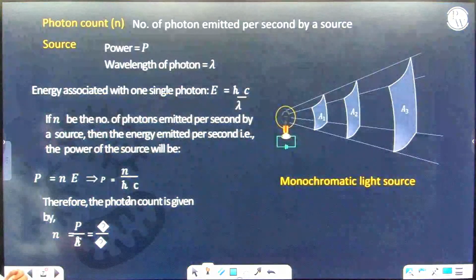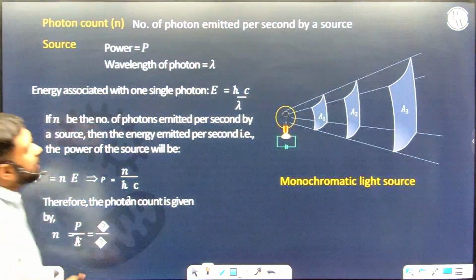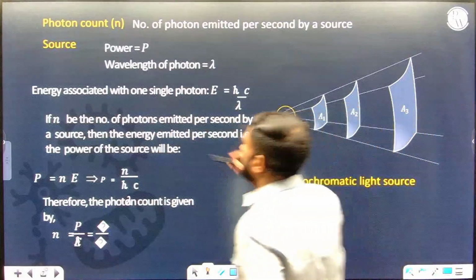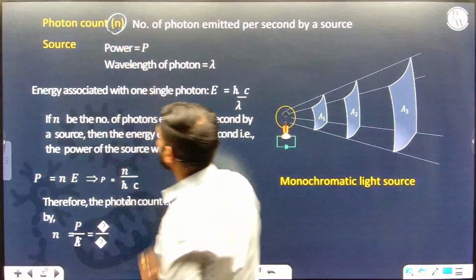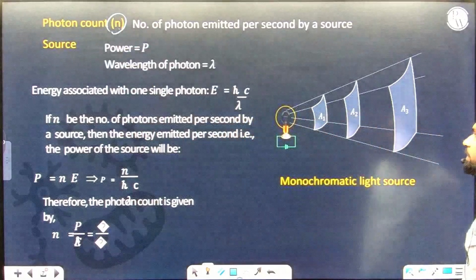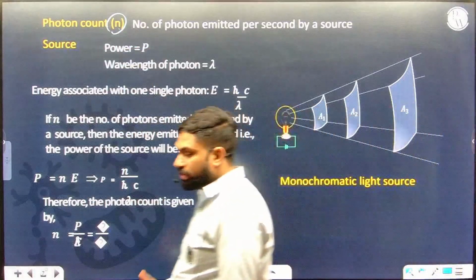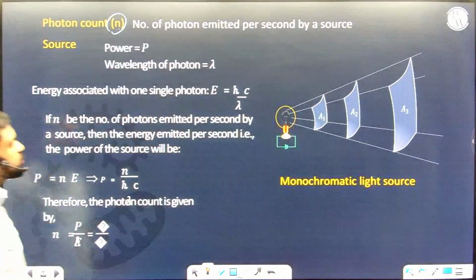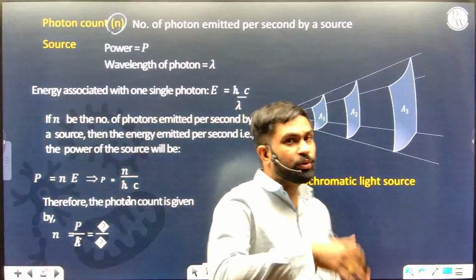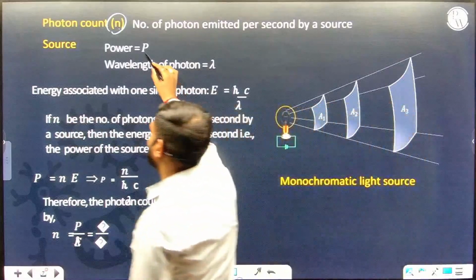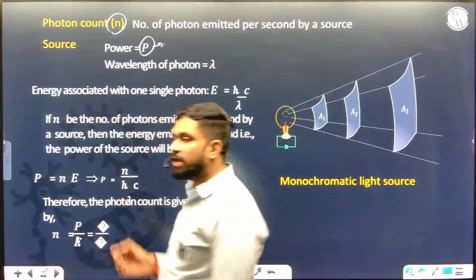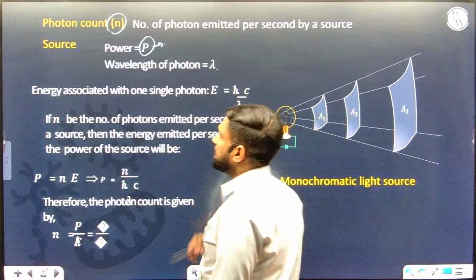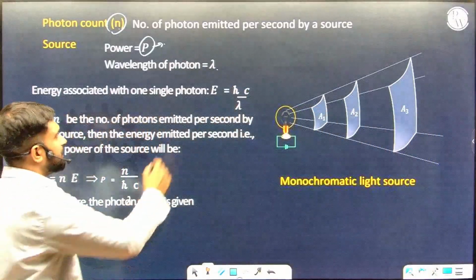Next thing, the photon count: the number of photons emitted per second or per unit time, small n. The power P of the source is given to us. That means suppose there is a light source which is emitting energy per unit time in the form of power P. It is nothing but simply energy per unit time. And the wavelength of the photon is given as lambda. Energy associated with one single photon is hc by lambda.